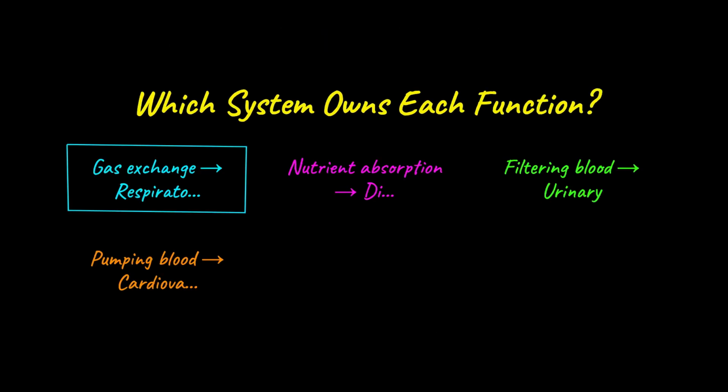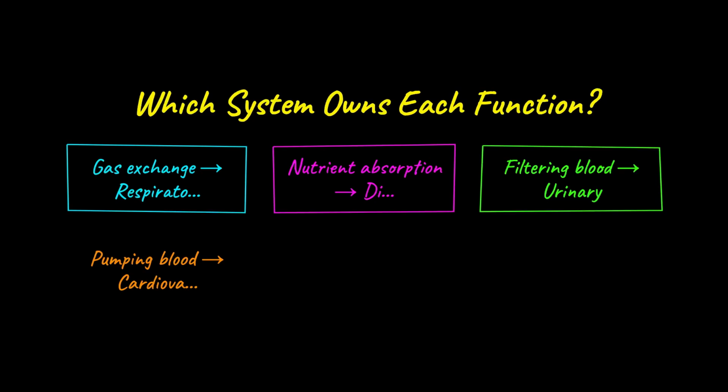A reliable exam strategy: questions asking what the digestive tract does not do almost always name a function from another system. Gas exchange belongs to respiratory, filtering blood to urinary, and pumping blood to cardiovascular. Intake, digestion, absorption, and elimination define the digestive boundary, nothing more.